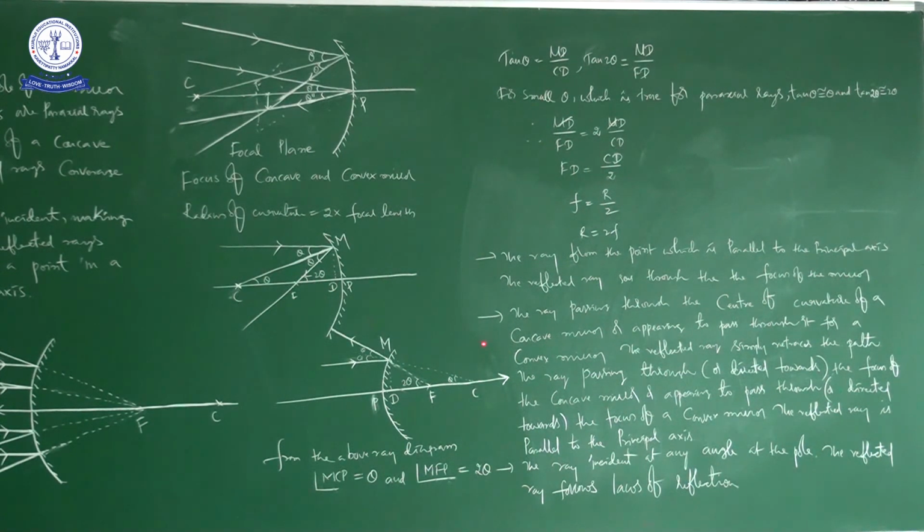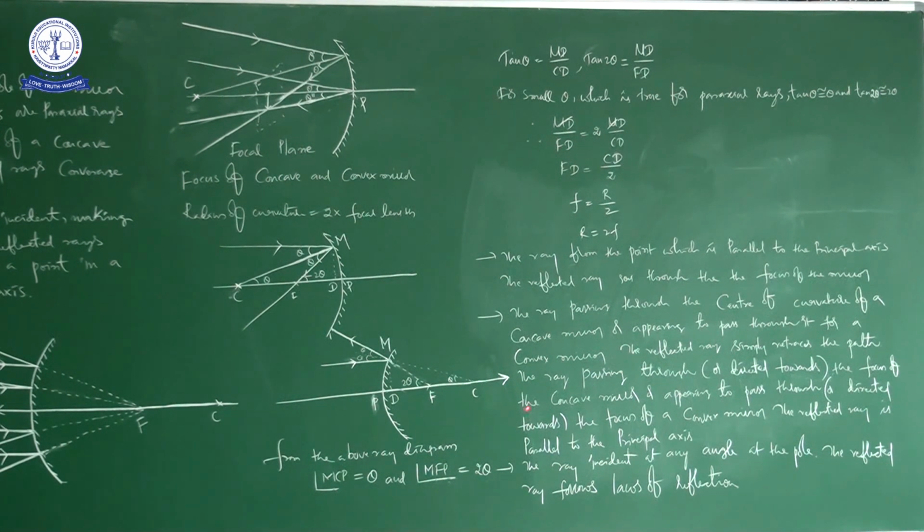Okay. Next, the ray passing through the center of curvature of a concave mirror appears to pass through it. See here. You just imagine, actually it is the normal. If you imagine in place of the normal a light ray which is passing through the center of curvature, then automatically it retraces its path, either concave mirror or convex mirror. When the ray of light is passing through the center of curvature, it retraces its path. See this. The reflected ray simply retraces the path.